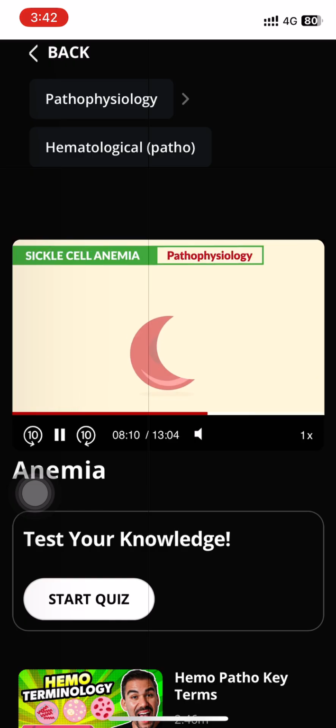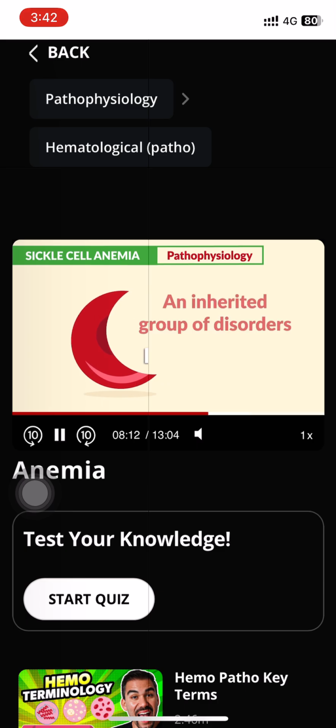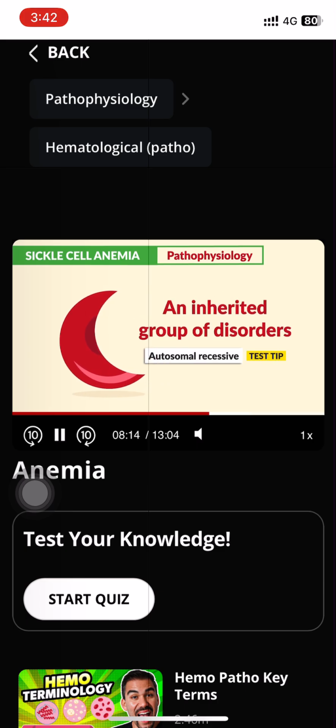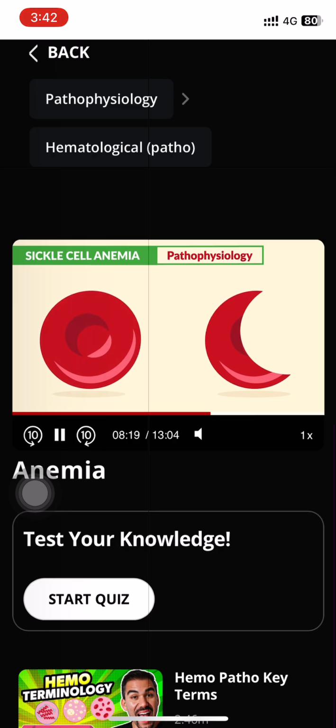Now switching gears to sickle cell anemia. This is an inherited group of disorders that causes the RBCs to have a distorted shape, going from a nice round plump shape to very skinny sucked in sickle cell shape.